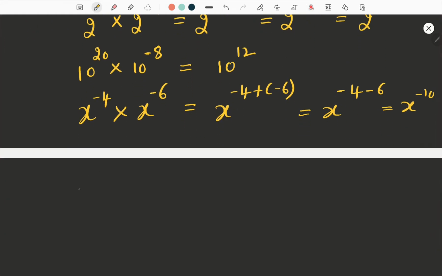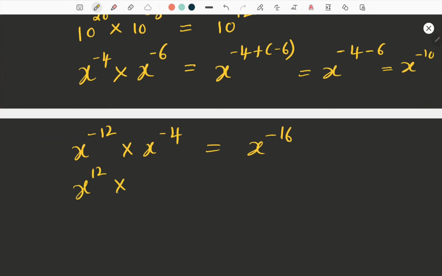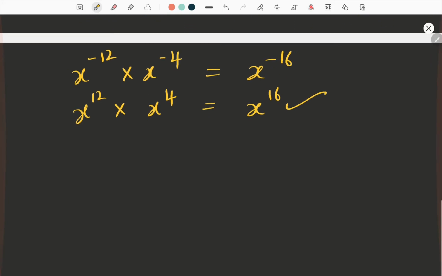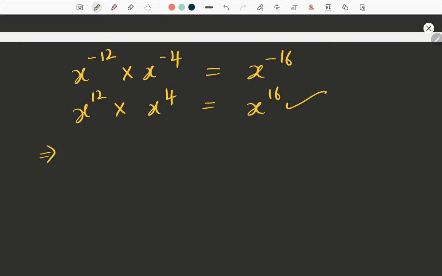Giving you another example, if it is x to the power minus 12 into x to the power minus 4, directly you can write x to the power minus 16. Correct, no? As you write x to the power 12 into x to the power 4, you write directly x to the power 16. Similarly here, minus 12 and minus 4 are there, so you can write minus 16. You can go for other things also. For example, if it is like x into x to the power 1 by 2, how to go about this? It is like x to the power, if nothing is there, then 1 will be there.